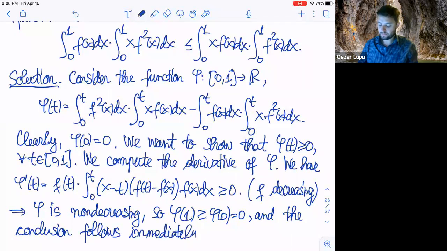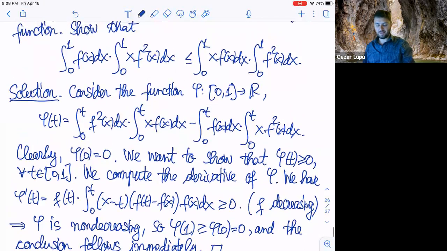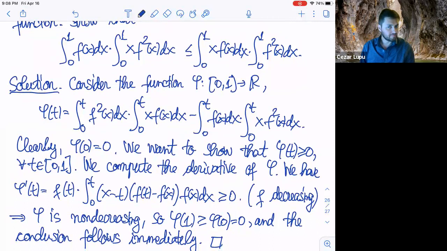And that's it. That's the proof of this. So you see a couple of lines. This was a very nice problem as well. We will see, like I said, another proof for this one.